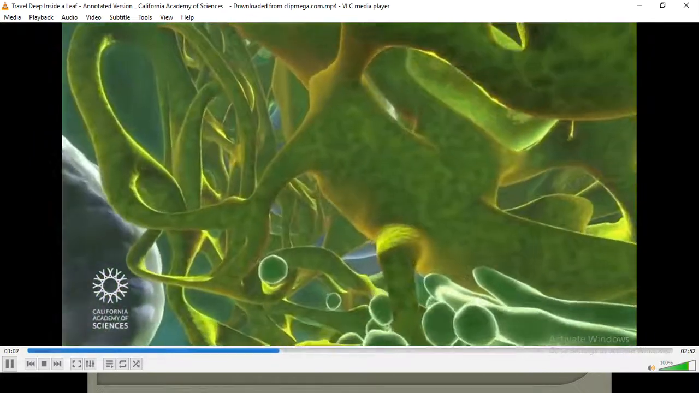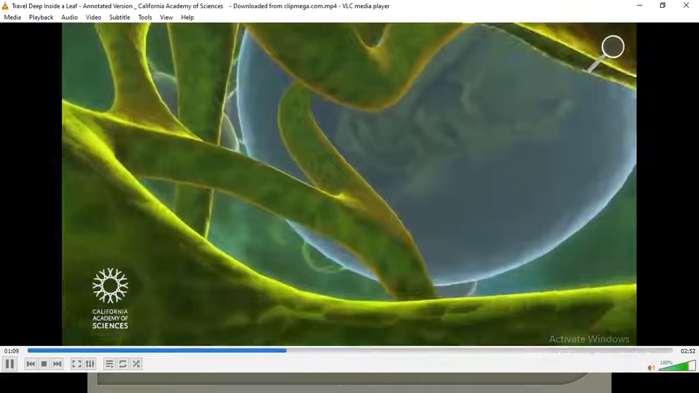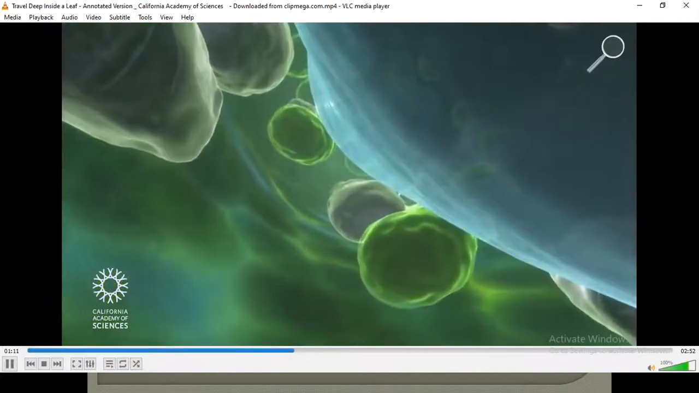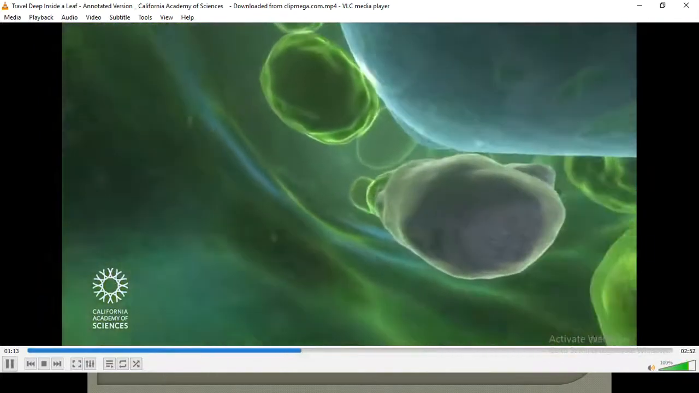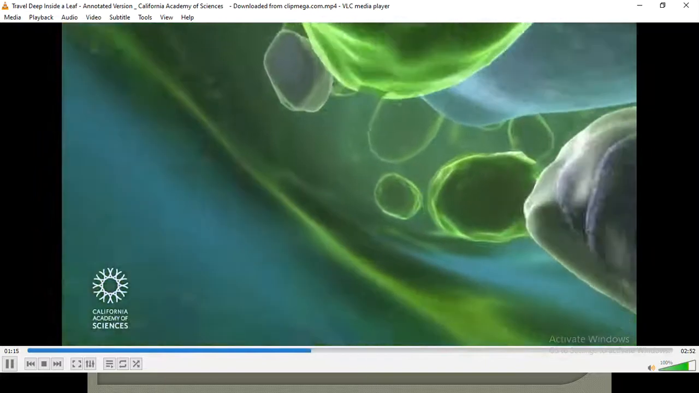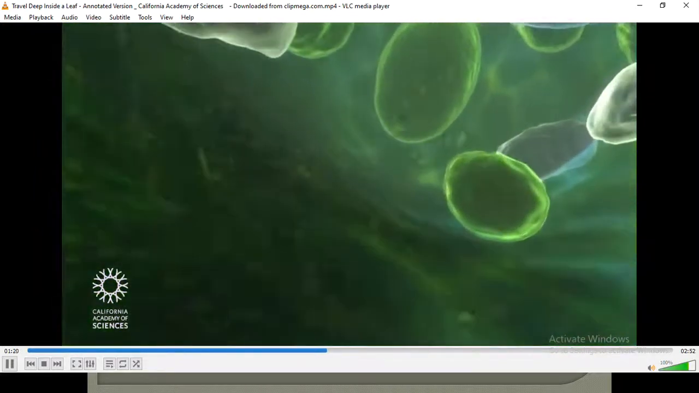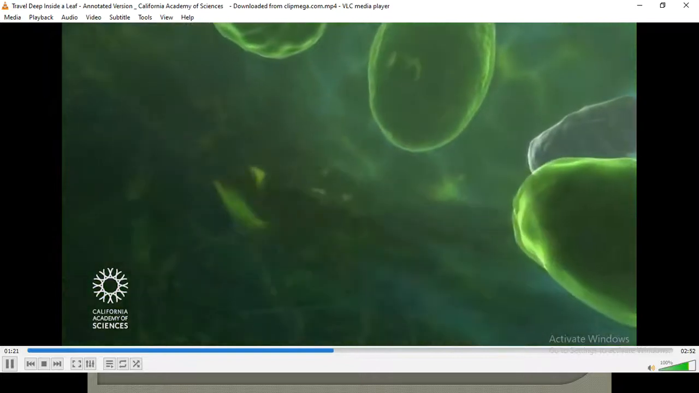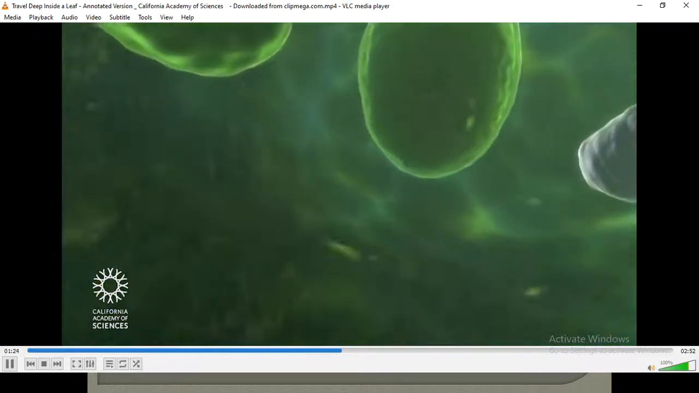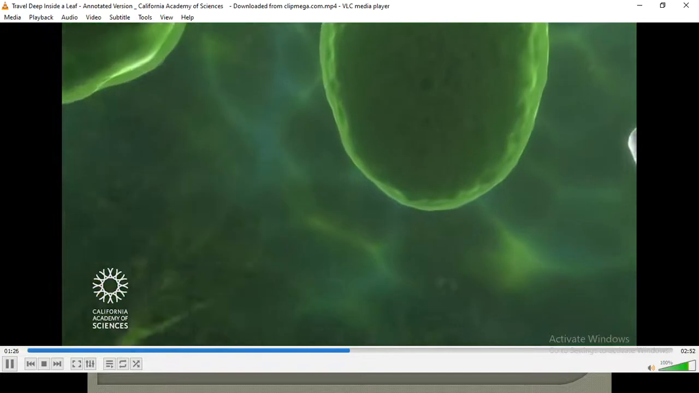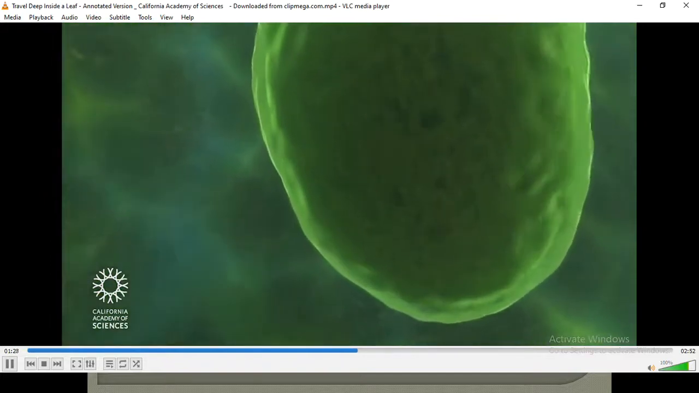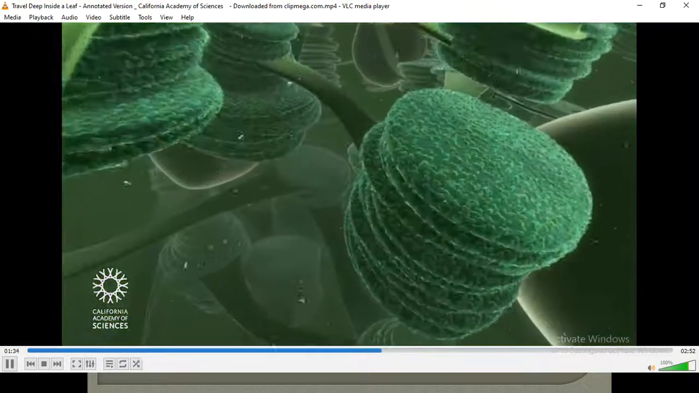Let's get inside the mesophyll cell. Here is the mesophyll cell. We start our journey inside the mesophyll cells. You can see there is a big vacuole and there are different types of organelles, green and purple color and blue color, and some other structures are also there. But as I already said, our concern here is with photosynthesis, so we will only study the chloroplast.